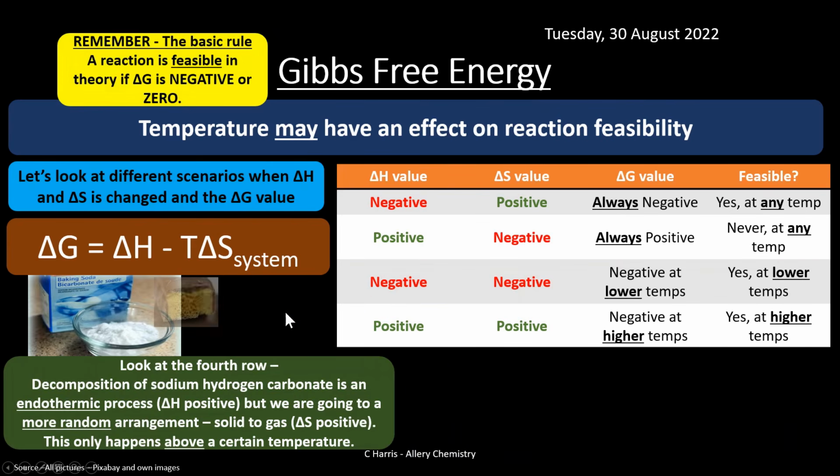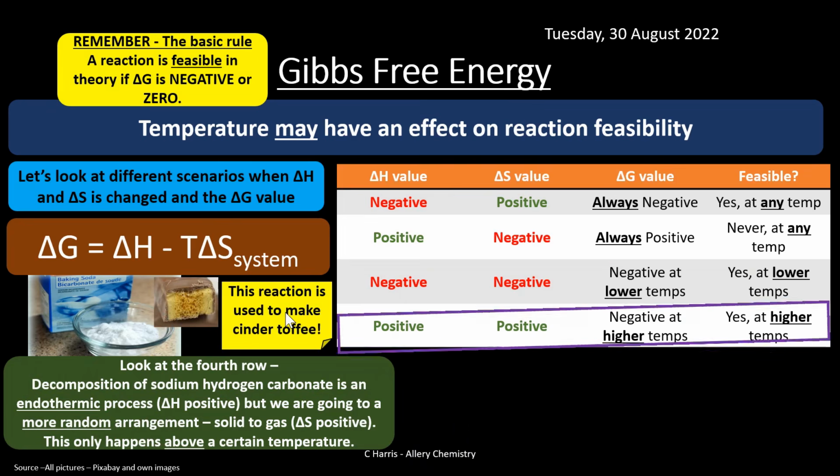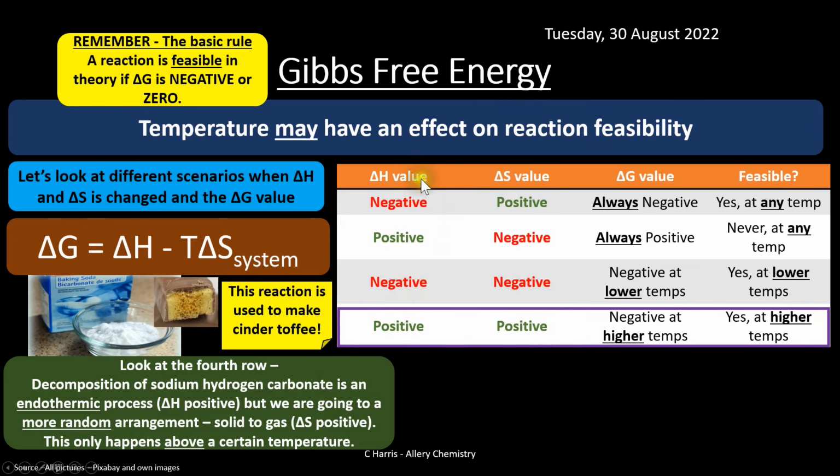Okay, so let's have a look at the fourth row now. There we are. This one is where delta H is positive. That's not favourable because that's endothermic, but delta S is favourable. This is good. An example of a reaction would be something like the decomposition of sodium hydrogen carbonate.